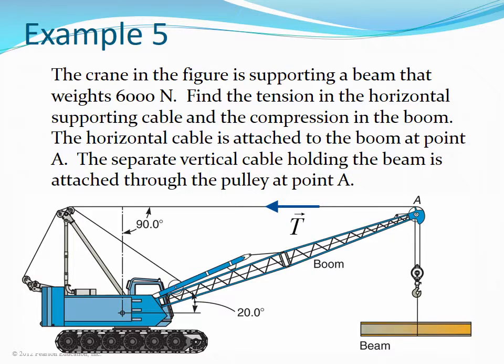The crane in the figure is supporting a beam that weighs 6,000 newtons. Find the tension in the horizontal supporting cable and the compression in the boom. The horizontal cable is attached to the boom at point A. The separate vertical cable holding the beam is attached through the pulley at point A.